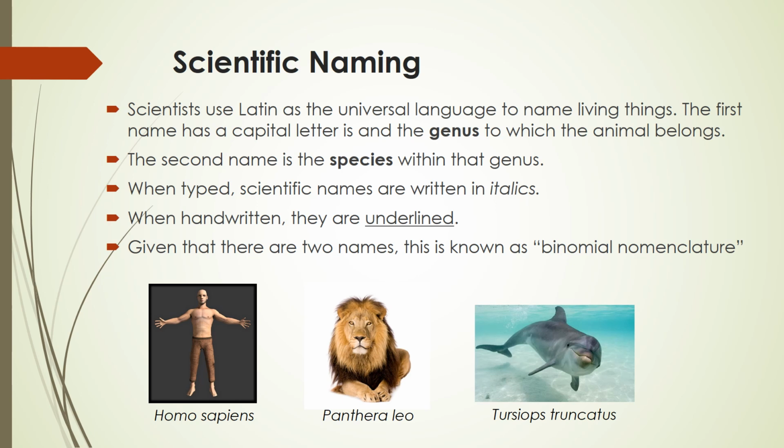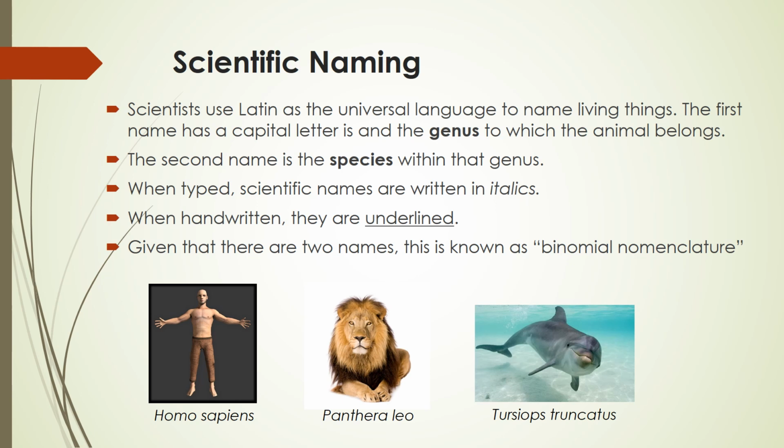When we're naming living things, we use Latin as the universal language. And when you translate the Latin names for things into English, you'll find that it describes it really, really well. The first name has a capital letter and is the genus to which the animal belongs. And the second name in the scientific name is the species that they belong to. So in the previous example with the grizzly bear, its scientific name was Ursus arctos. Ursus is the genus that the grizzly bear belongs to, and arctos was the name of the species. So its full scientific name was Ursus arctos, genus, species.